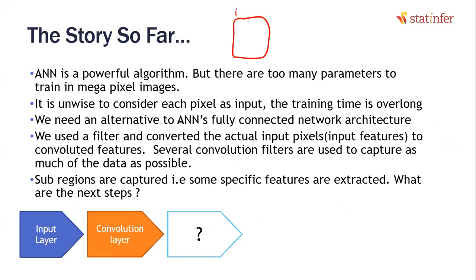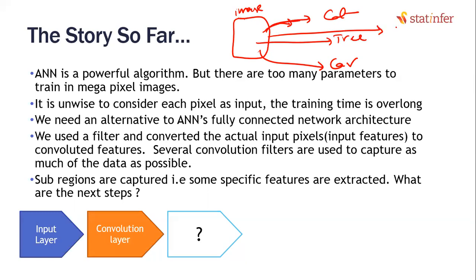There is an input image, right? We want to classify that image. Let's say, given this image, whether this is a cat, or a car, or a tree, or a building.